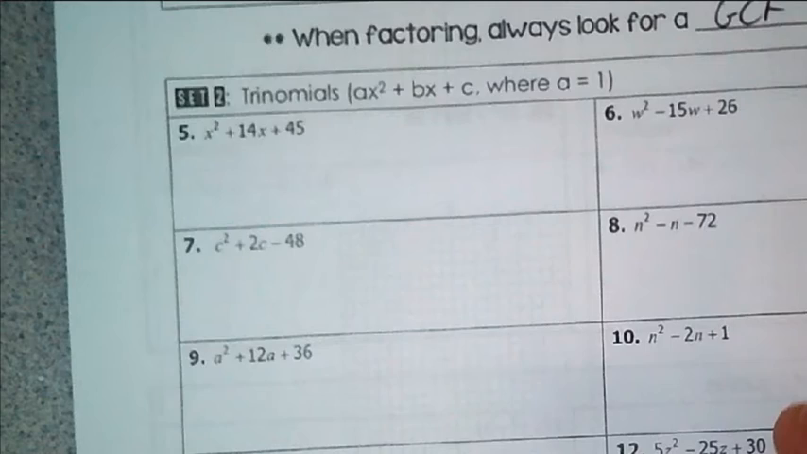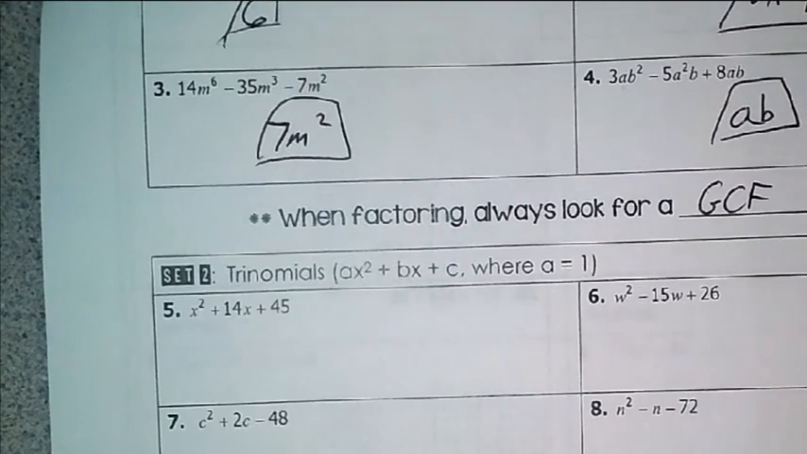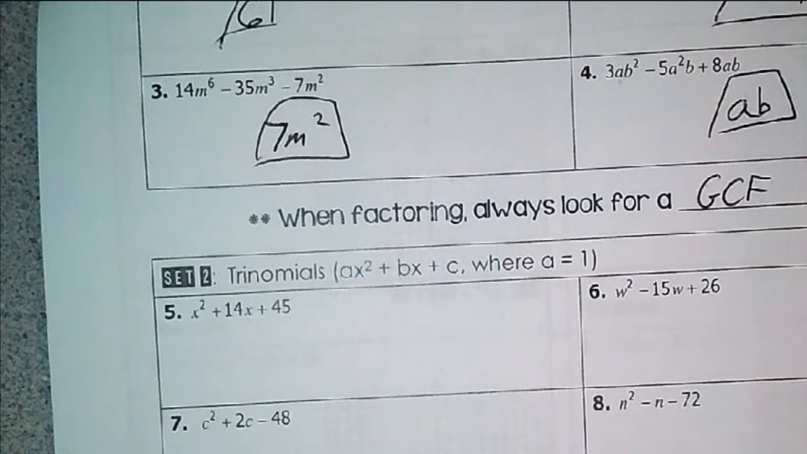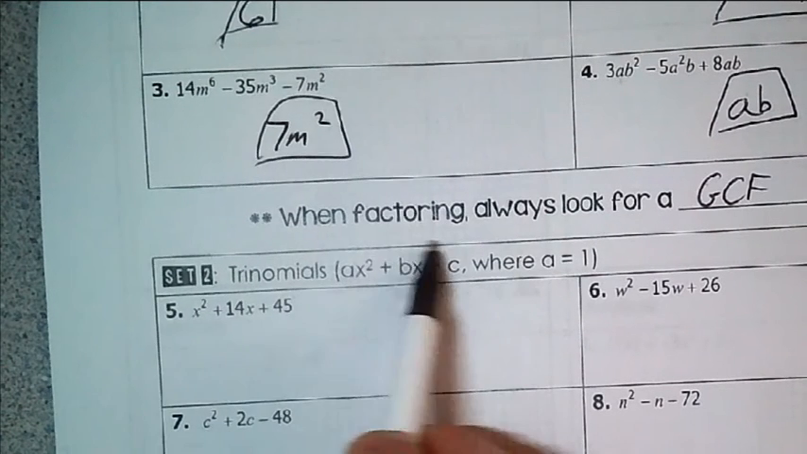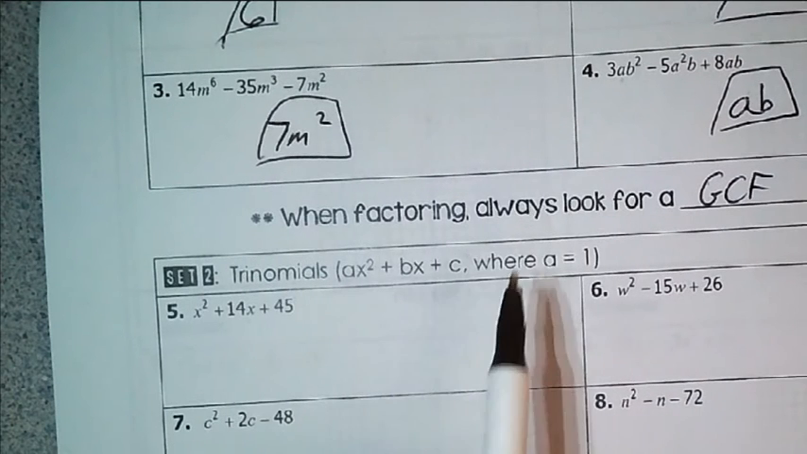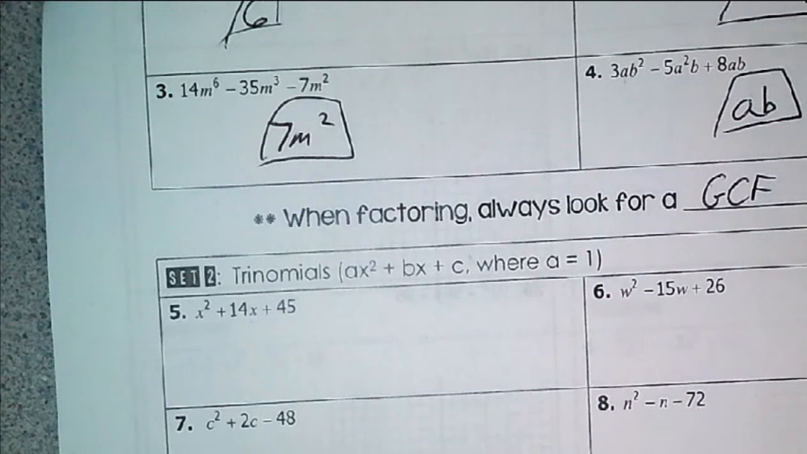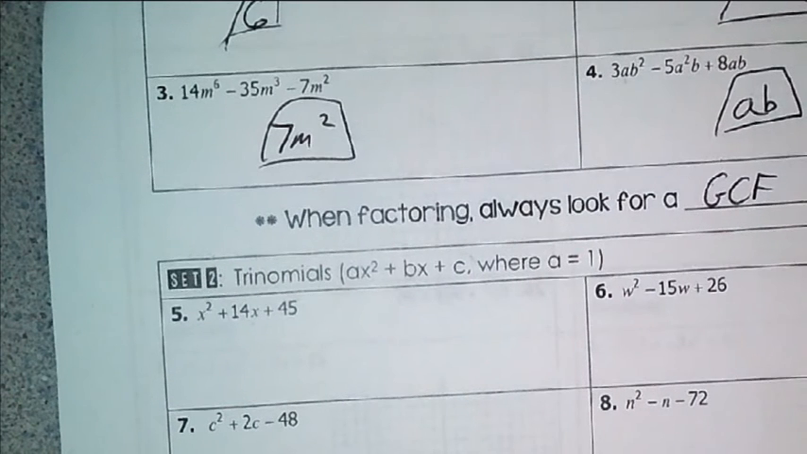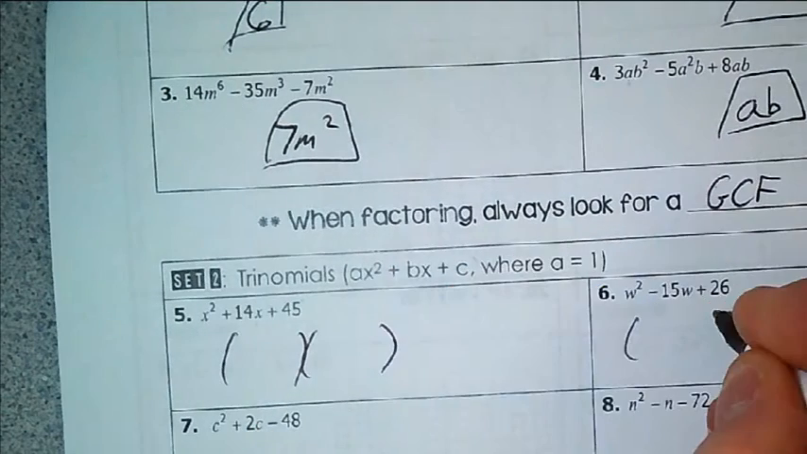All right, so now we're moving toward trinomials. So when we are factoring trinomials, like ax squared plus bx plus c, this is your standard form of a quadratic, where a is equal to 1 to start with, it's going to make it simpler for us to factor. What we're going to do is immediately break this thing into 2 sets of parentheses. You can go ahead and do that for all of them.